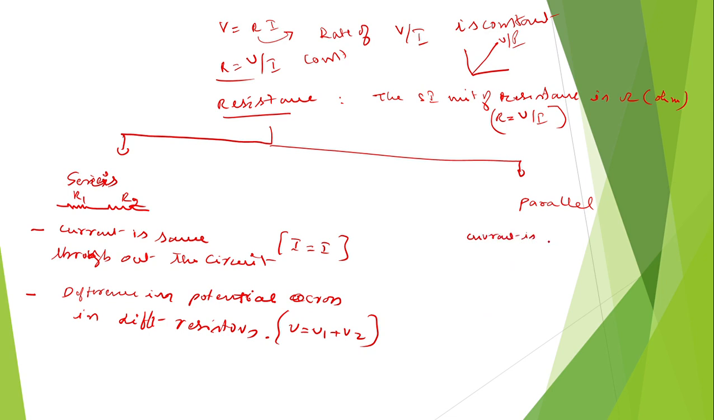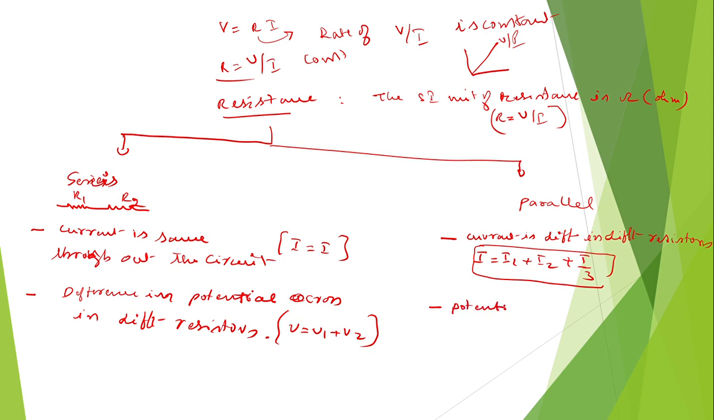Current is different in different resistors. Okay. So that means what? I is equal to I1 plus I2 plus I3. This is the condition. Now then, what is this same property? The same property is the potential difference.